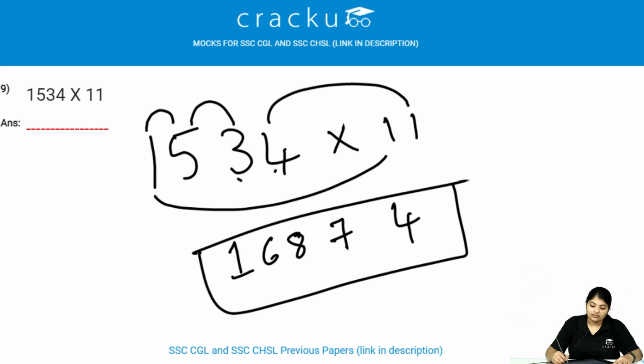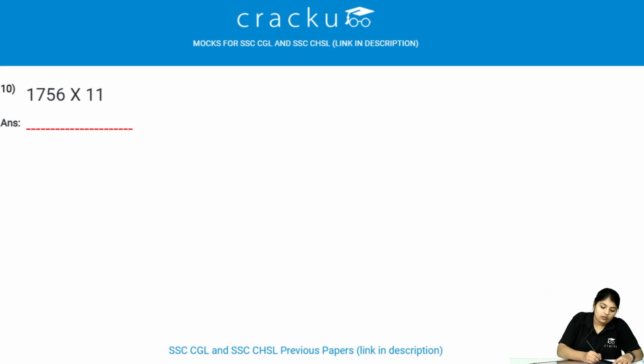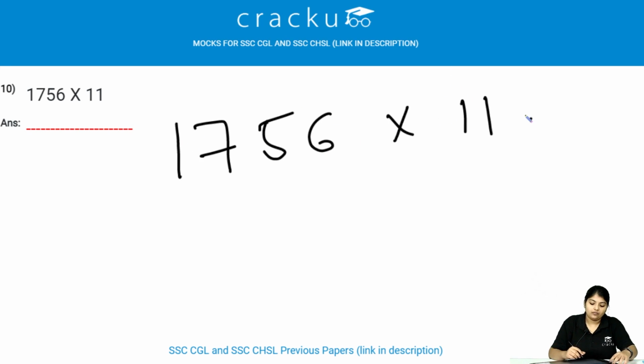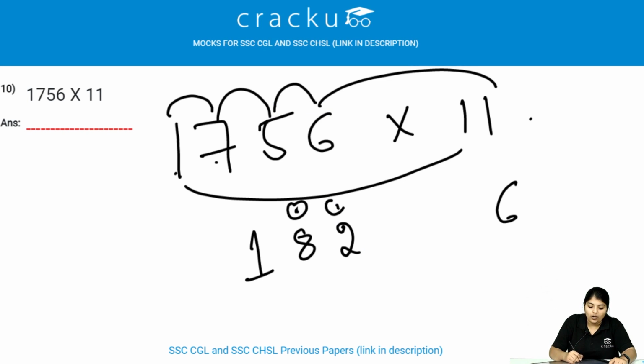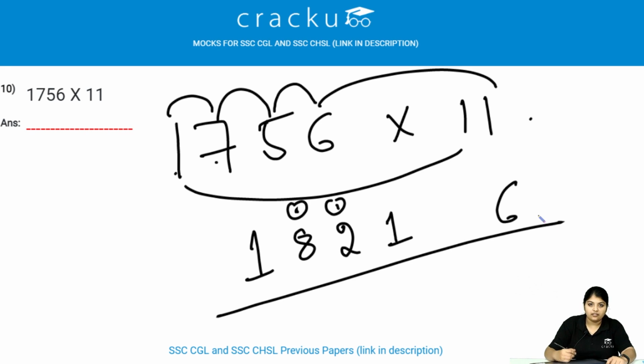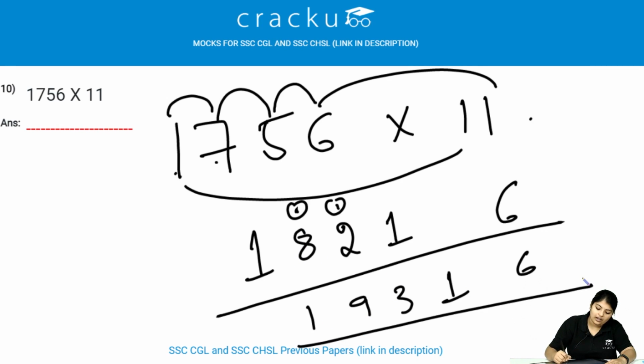Let us see the next one now. 1756 into 11. Six ones is 6 in the units place, 1 ones is 1 at the start and 7 plus 1 is 8, 7 plus 5 is 12, so 1 carry 2 here and 6 plus 5 is 11, 1 carry 1 here. So now the final answer will be 6, 1, 2 plus 1 is 3, 8 plus 1 is 9 and 1 as it is. Therefore, the answer is 19316. The answer for the product of 1756 and 11 is 19316.